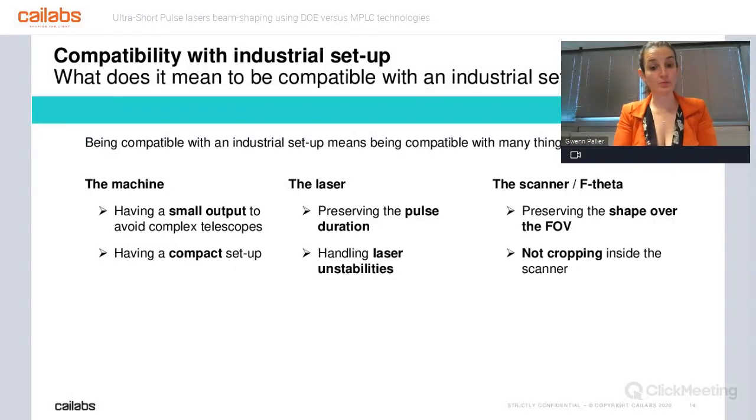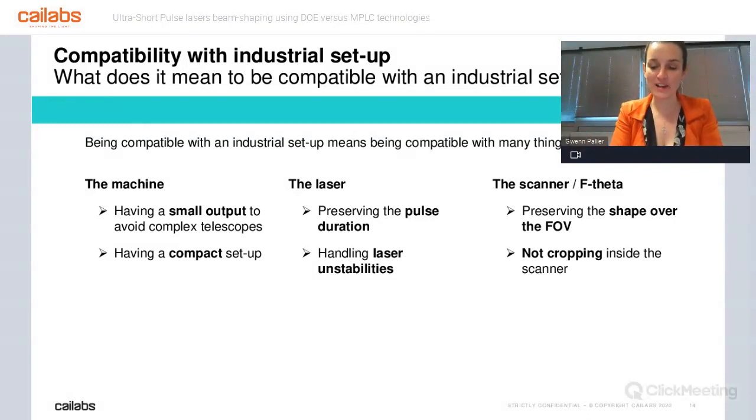In that case, you want to preserve the shape over the whole field of view of an f-theta, and you want not to crop when you are going through a scanner. You want to be compatible with a USP scanner, femtosecond scanner. That means to preserve the pulse duration, but that also means that you want to handle the laser instabilities, which we will discuss later on. At last, you want to be compatible with the machine, having something which is very compact and which has a small output in order to avoid complex telescope if you want to have small shapes in your processing plane.